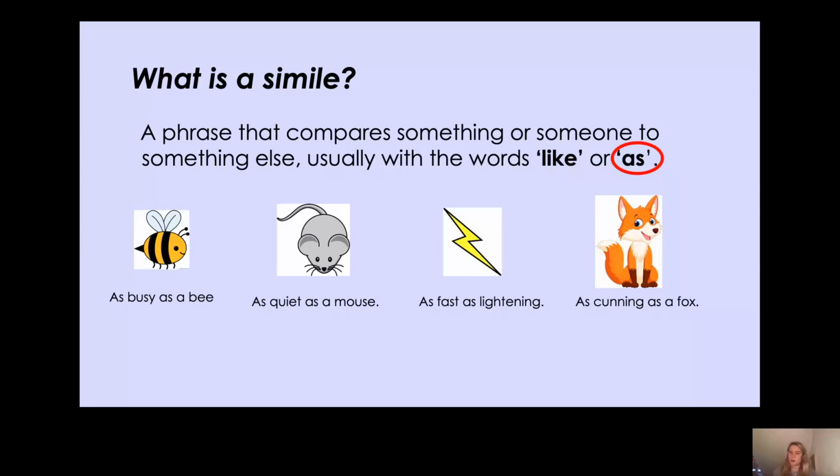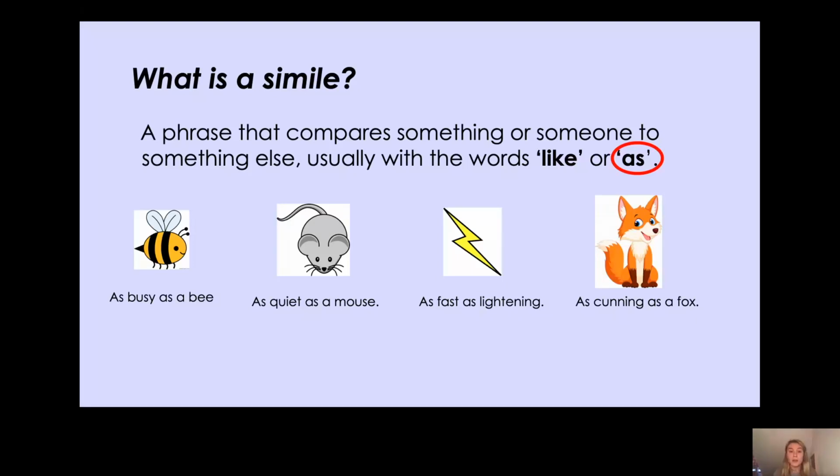Now the last one, as cunning as a fox. Now we know that cunning is another word for sly, isn't it? Now we think of foxes as being very cunning, okay? So therefore, if a person is cunning, if a person is sly, we can say this person is as cunning as a fox. So the fact that both a fox and this person are cunning, we can compare the two, okay? We can compare the person and the animal.